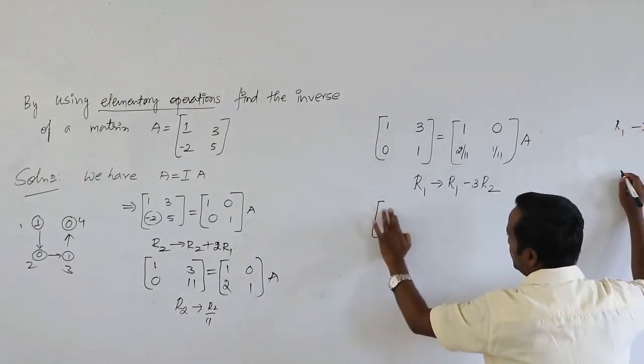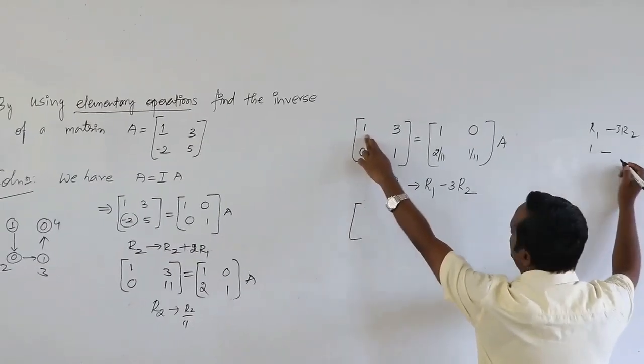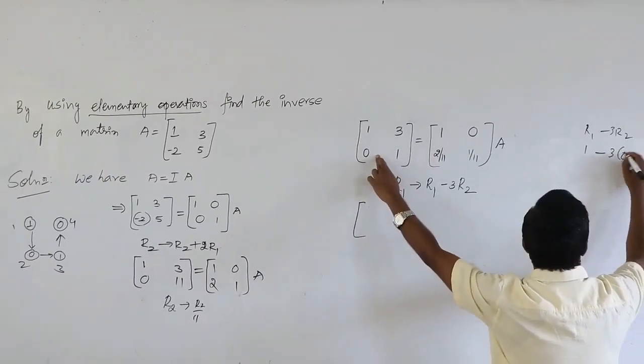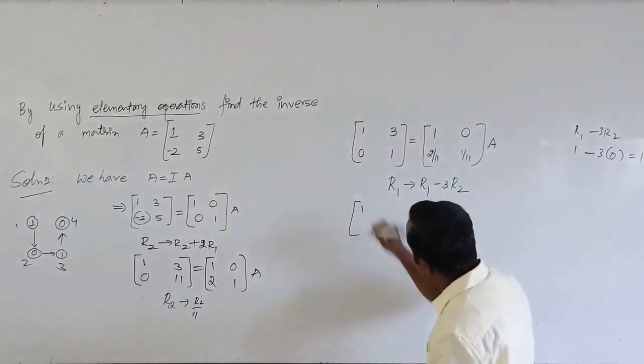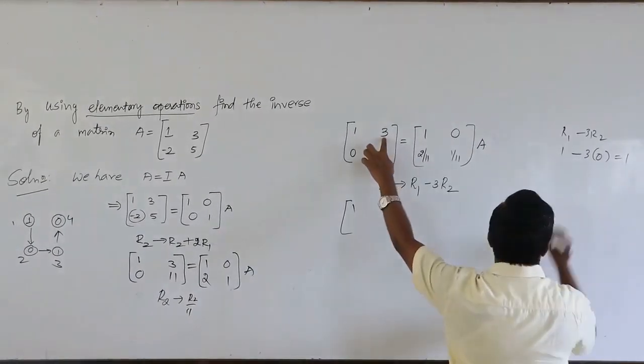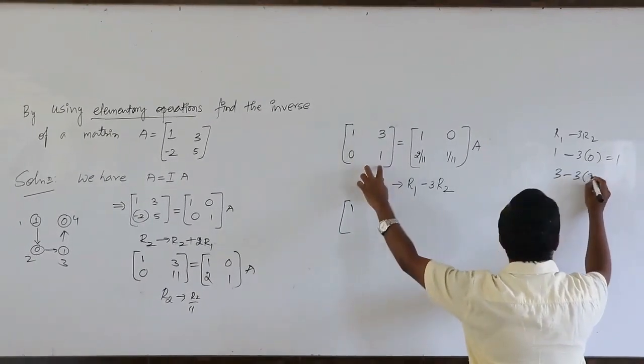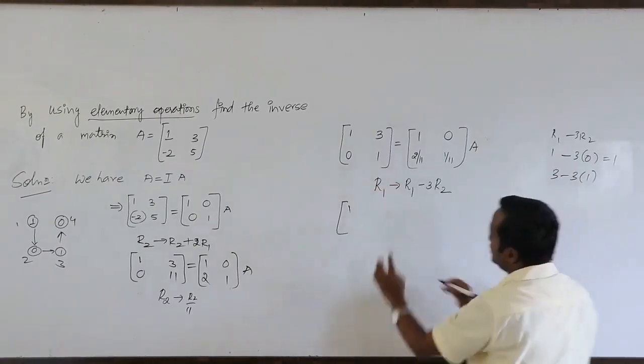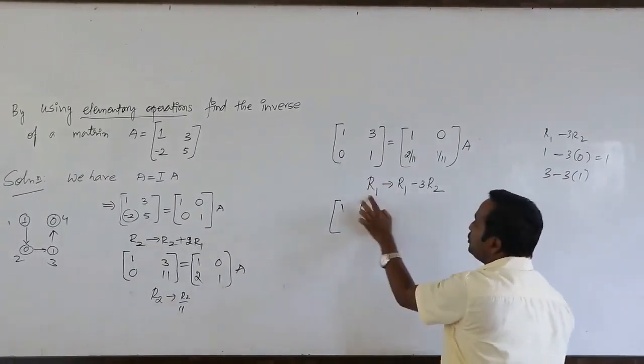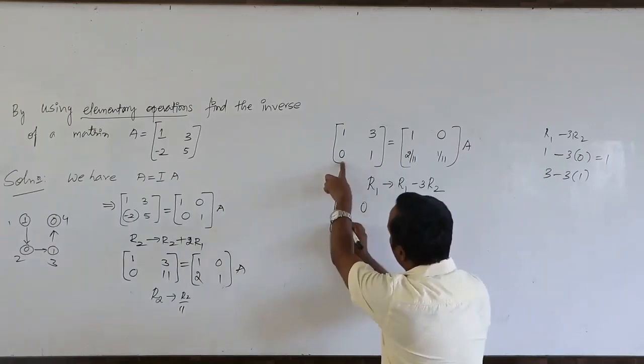R1 is what? You don't need to write it. R1 is 1 minus 3, and R2 is 0. So it is 1 only. That's why it turns 1. Next, R1, 3 minus 3 R2. R2 is 1. So 3 minus 3 becomes 0. R1 is changed. R2 is not changed. We keep it as it is.